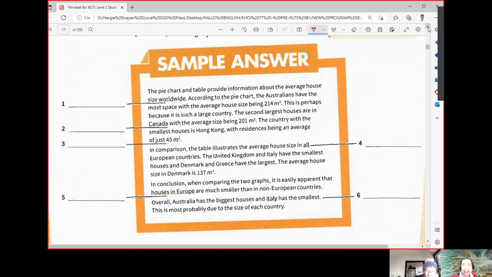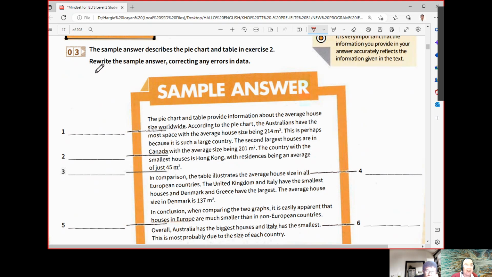Got it? Now, according to the instructions in here, rewrite the sample answer, correcting any errors in the data. That is what we are talking about, because sometimes the data is not the same as the one that we answered just a while ago. That's why it's very important that the data you answered is also the same as in your essay report.